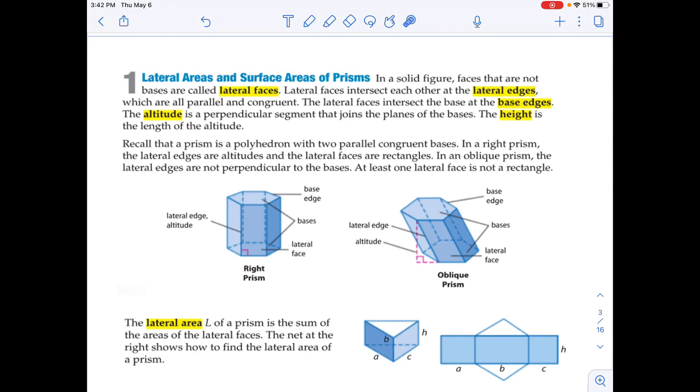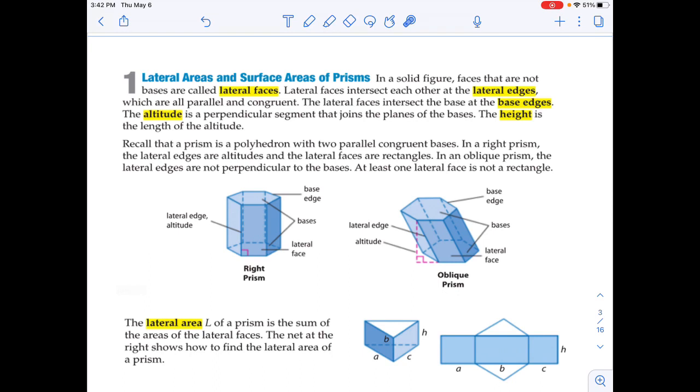The altitude is a perpendicular segment that joins the planes of the bases. The height is the length of the altitude. So notice it has to be a perpendicular segment. So an altitude on a right prism is just one of the lateral edges. It's perpendicular. It is also the height. We have the oblique prism. The altitude is not the same as the lateral edge. It has to come down at 90 degrees. And the altitude here is then the height, okay?